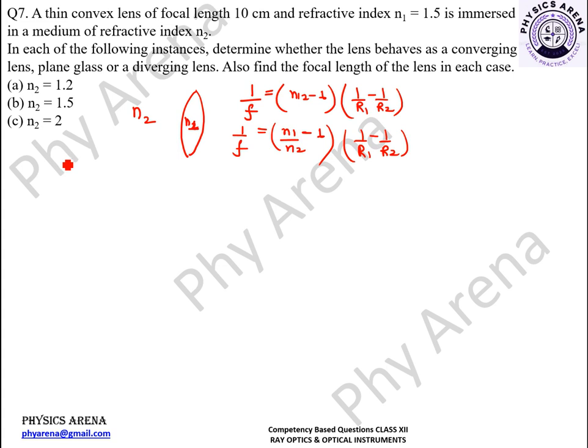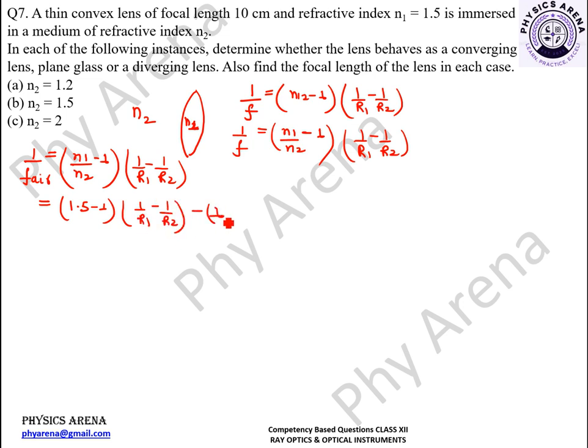Now, for the medium outside, that is air, the focal length is given to us as 10 centimeter. So we can write 1 upon F in air is equal to (N1 upon N2 minus 1) times (1 upon R1 minus 1 upon R2). And for air, N2 is 1 and N1 is given to us as 1.5. So I can write it as (1.5 minus 1) times (1 by R1 minus 1 by R2). And this is equation number 1. This is the value of 1 upon focal length when air is outside the lens.